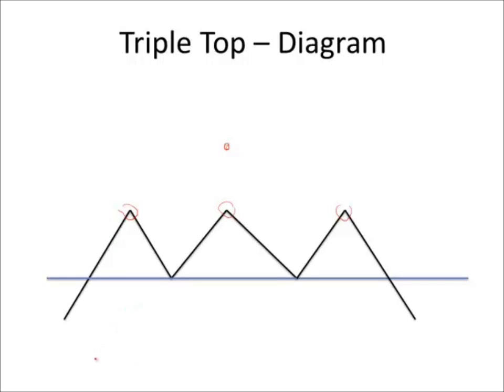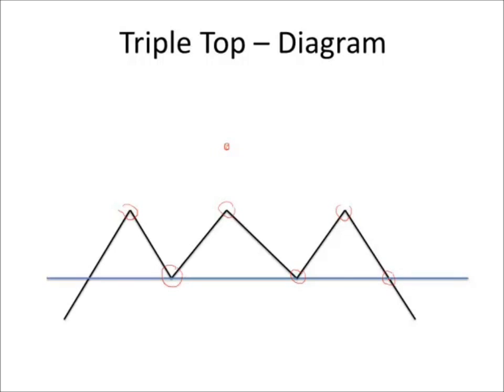So what does the price do on a triple top? Well, the price is going up in an uptrend. It makes a top here, comes back down to the neckline. This now is the support level. It goes back up, makes a second top at around the same level as the first top. Comes back down to the neckline. Bounces back up, makes a third top at around the same level as the first and second top. Carries down to the neckline.